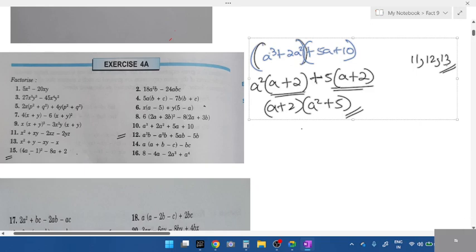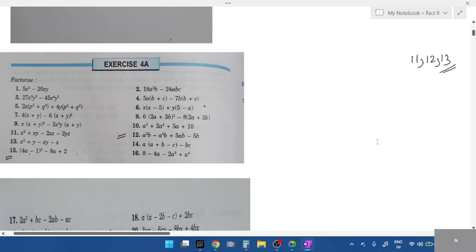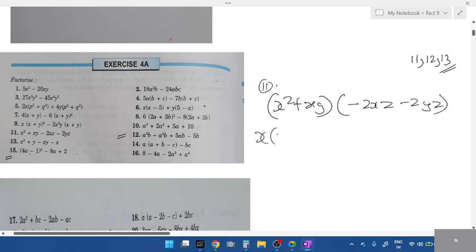Okay, tell me the first one, not first, 11th one. This is one group. We group it like this. The other group is, you should group it along the side. X is common, x plus.